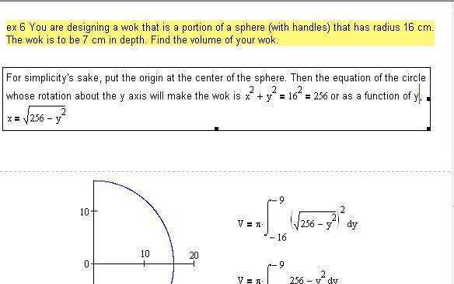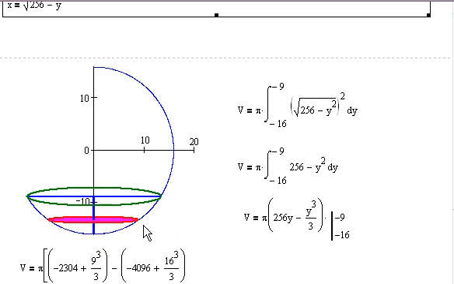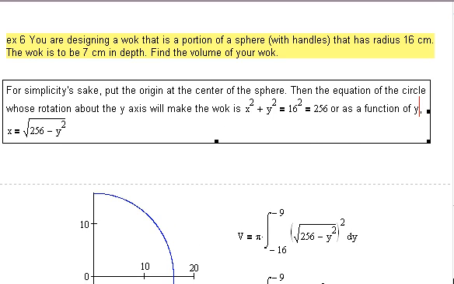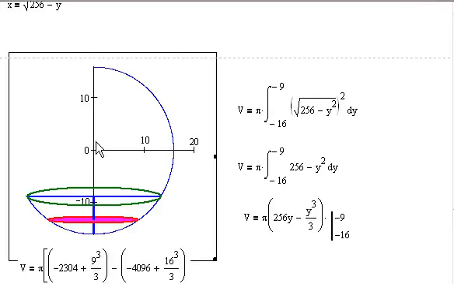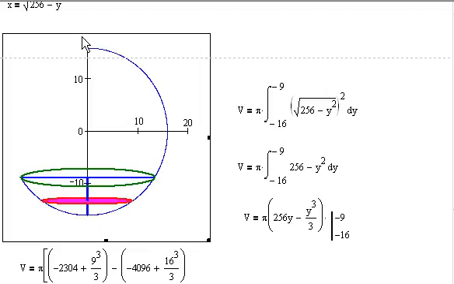Well, there's some tricky parts to this, but you should recognize that we need to add up all the disks between, careful about this one, -16 and -9. Why do we have to go from -16 to -9? Remember that the depth of the wok was 7 centimeters. I drew it at the bottom. I could have drawn it at the top as well, but I drew it at the bottom, so let's stick with it that way. Pictorially, it would look like that. So these are 7 centimeters apart, -16 to -9.